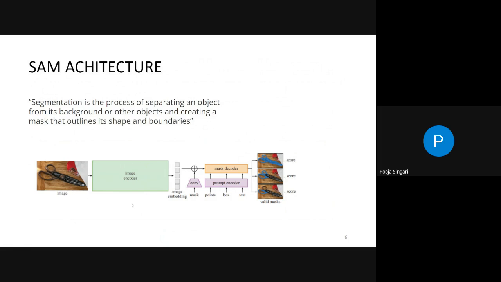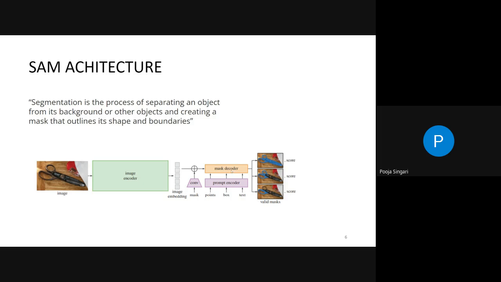So these important features are then converted into a numerical representation, which is again known as the image embedding. So from the image encoder, we basically get the image embedding. And then we also have a prompt encoder. The prompt encoder basically takes the prompt from the user and converts it into a numerical representation, which is basically an embedding of the prompt. So right now we have two inputs, the image embedding as well as the prompt embedding. And these two embeddings are then fed as the input to the lightweight mask decoder.